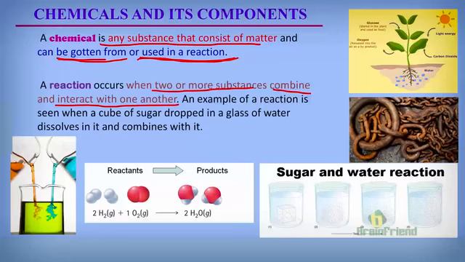In that case, when substances react, we call them reactants. That's the substances that are combining and reacting. We call those ones reactants. And whatever products they give us, whether it's a new substance or a mixture of substances, they are called products. So for a reaction to occur, there has to be reactants and products.